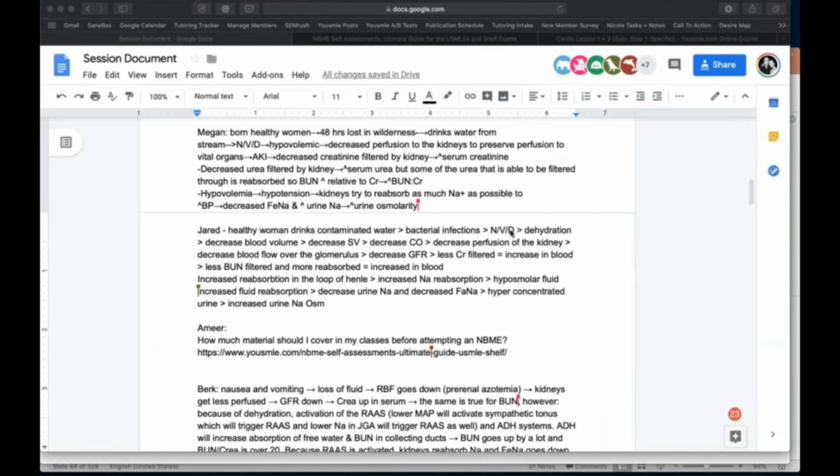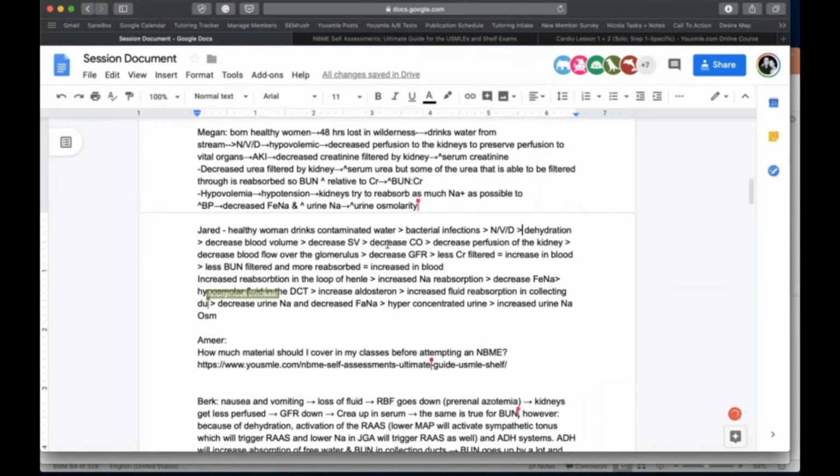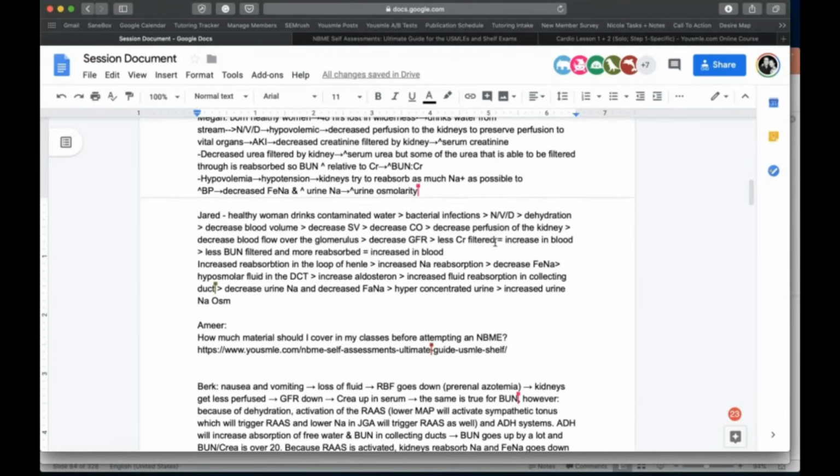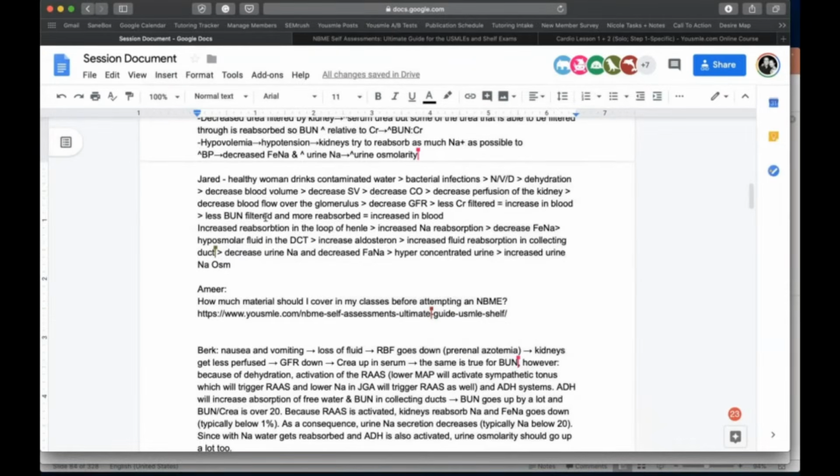Okay. Great. Thanks. So basically it has dehydration, decreased blood volume, so decreased preload, decreased stroke volume, decreased cardiac output, decreased perfusion. Great. Love it. That's really good. Decreased blood flow through the glomerulus, decreased GFR. Great. So less creatinine is filtered, so increase in blood. Love it. Yeah. Less BUN is filtered and more is reabsorbed, so there's increase in the blood.